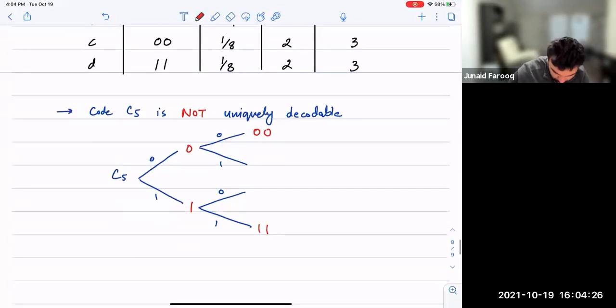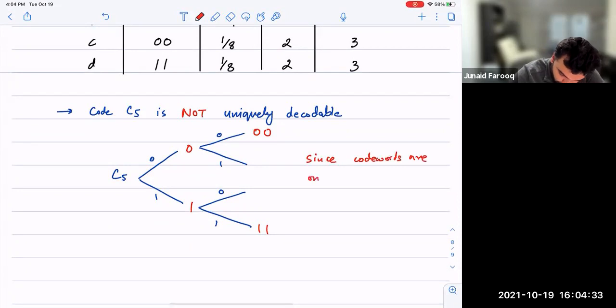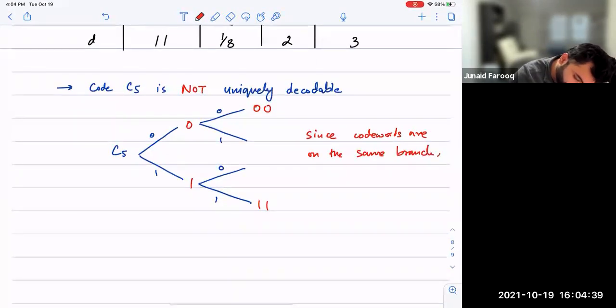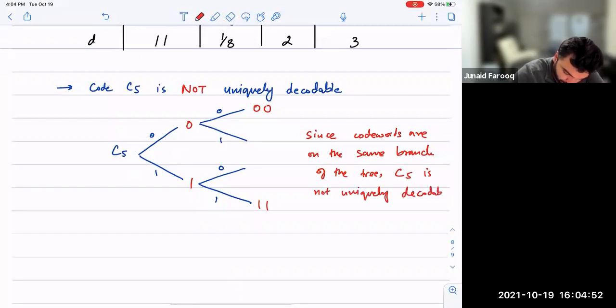Right, so since the code words are on the same branch of the tree, C5 is not uniquely decodable.